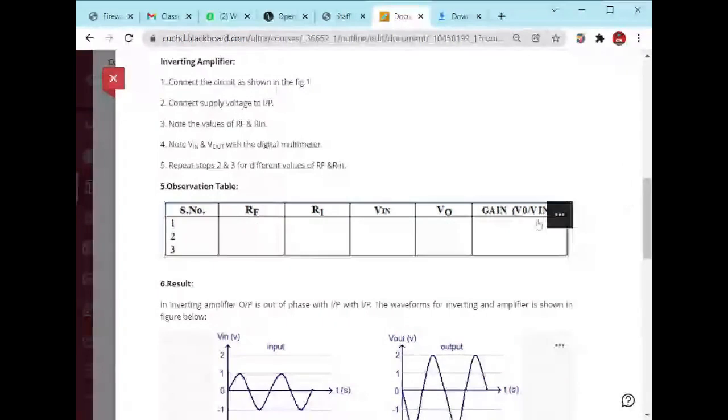So what is gain? Output divided by input. You know the voltage at the output level, and you know the voltage at the input level, so you can find the gain right here. You have to take 3 to 4 readings for different values of RF and R1.